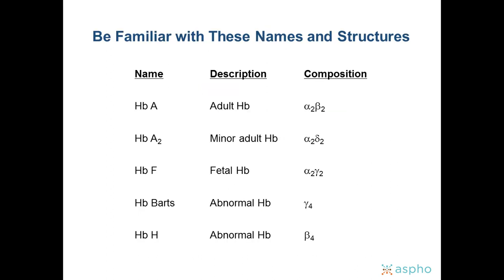Now, there are a number of different names of abnormal hemoglobins by letters and city names and that sort of thing, but the ones that you need to be familiar with specifically for the boards are shown here. These are the ones I just talked about, the normal A, A2, and F, and then two abnormals that you'll need to know about specifically are hemoglobin Bart's, which is a gamma tetramer, and hemoglobin H, which is a beta tetramer, and I'll talk about how they arise in just a minute.